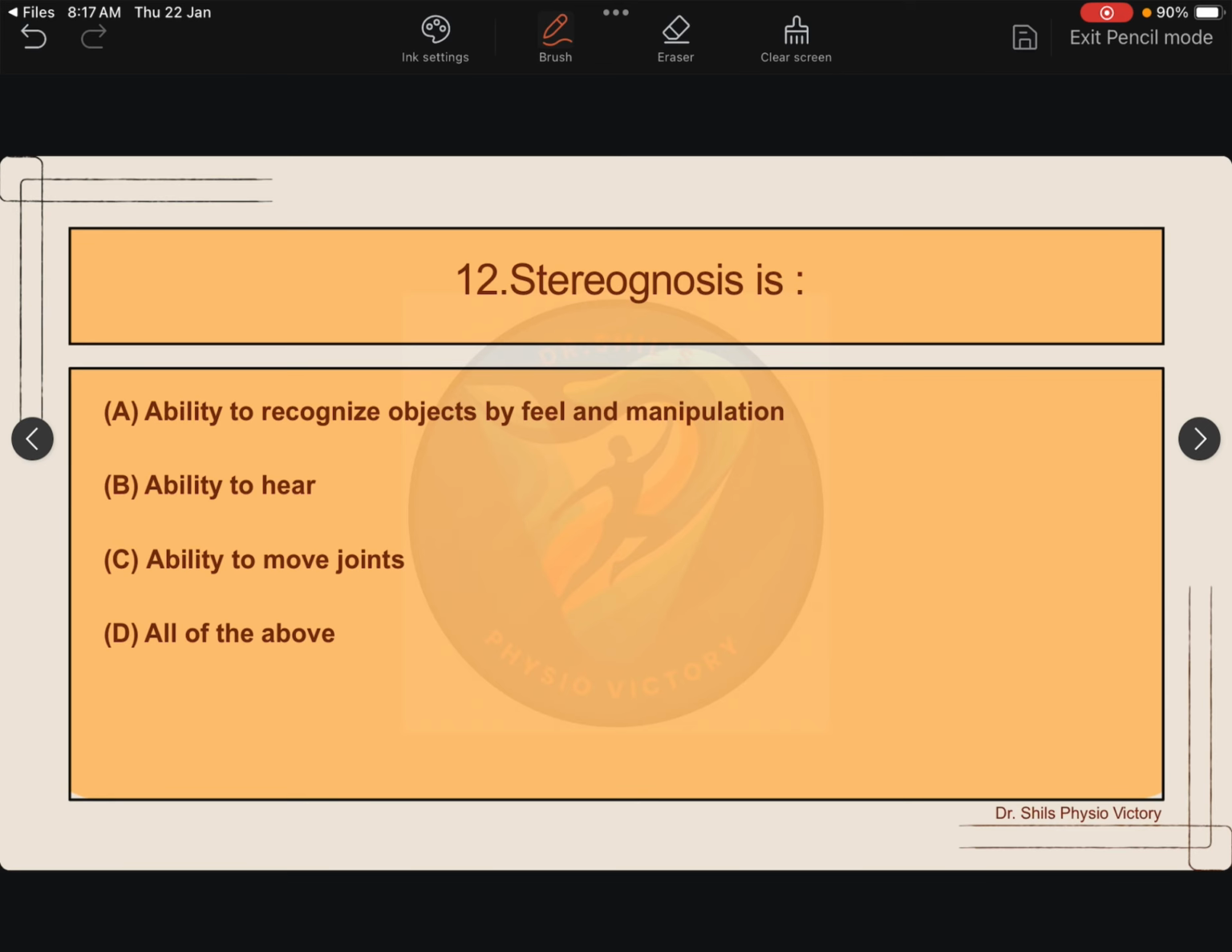Next, come to question number 12. Stereognosis is option A, ability to recognize objects by feel and manipulation. Option B, ability to hear. Option C, ability to move joints. Option D, all of the above. Here, the correct answer is option A, ability to recognize objects by feel and manipulation. This is a cortical sensory function.